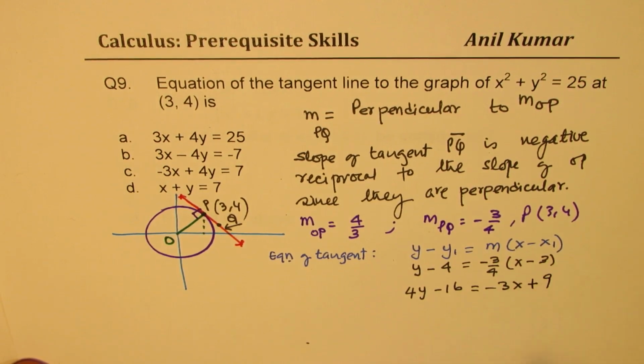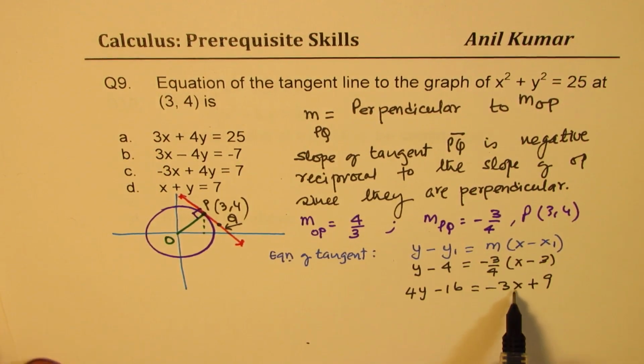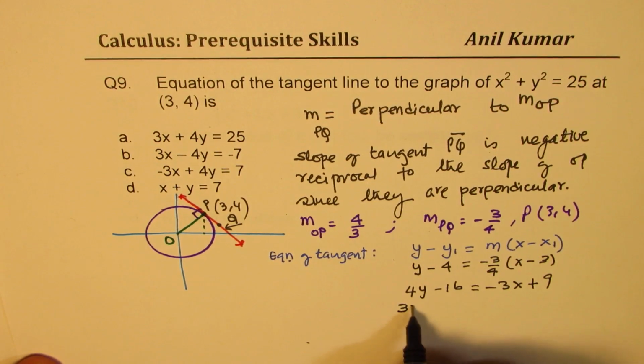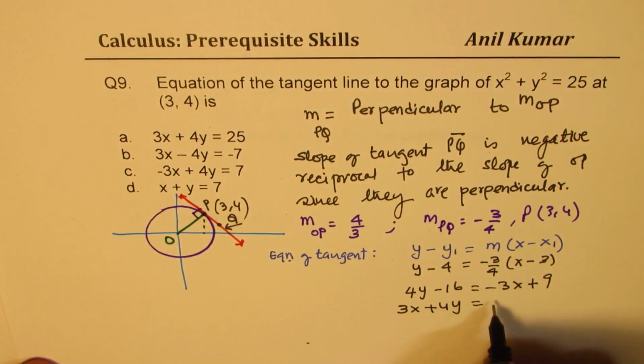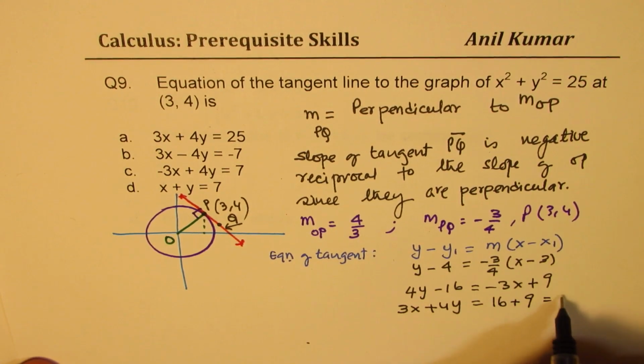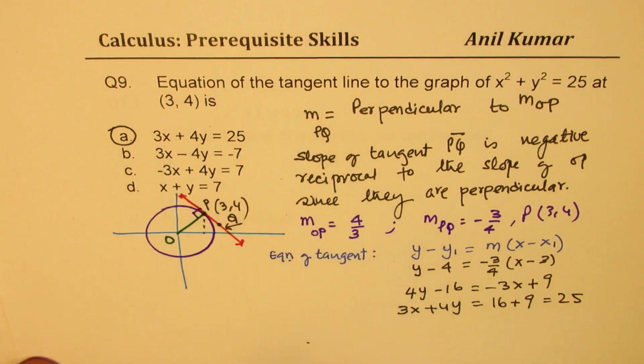Minus and minus is plus, correct? Bringing all the terms to the left side, we get 3x plus 4y equals 16 plus 9, which is 25, right? So option A is the right option.